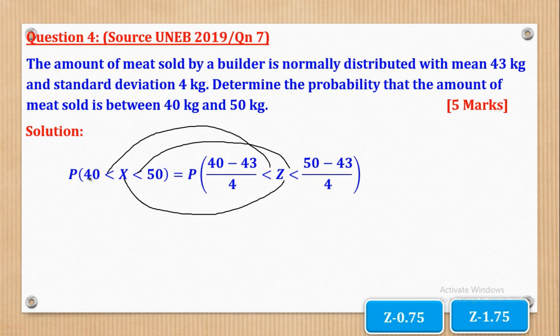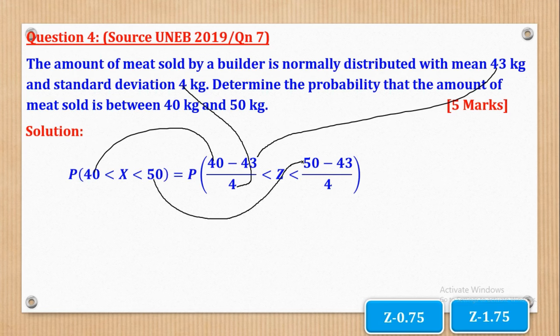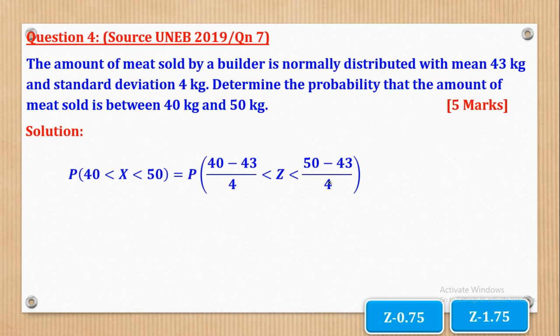Then this 40 is standardized, so it will become 40 minus the mean, which is 43, over the standard deviation, which is 4. Similarly, this 50 is standardized. It was 50, so it will be 50 minus the mean, which is 43, over the standard deviation, which is 4. Then next is to use the calculator to simplify. So this one gives you negative 0.75 and this one gives you 1.75. So next is to express in terms of phi.